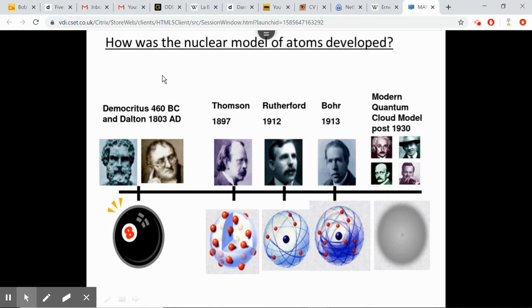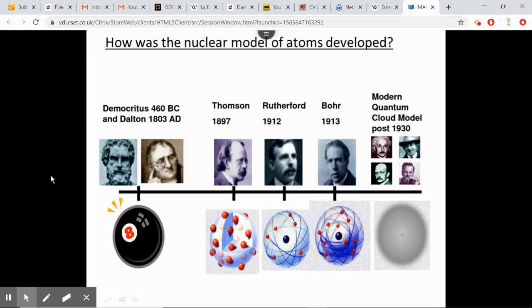Thousands and thousands of years ago, the ancient Greeks were the first people to come up with the idea of the atom. The idea was that if you got a material and chopped it in half, and in half again, and in half again, you would eventually end up with something that you can't chop in half anymore, the smallest divisible piece of an object, and they called this the atom.